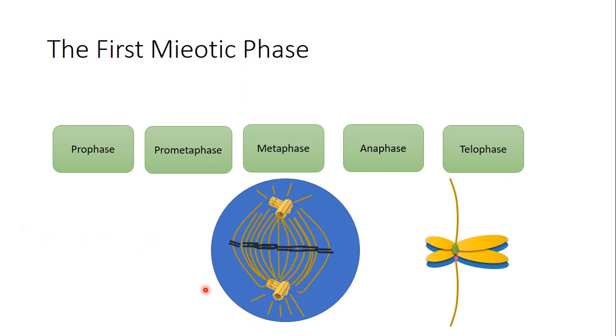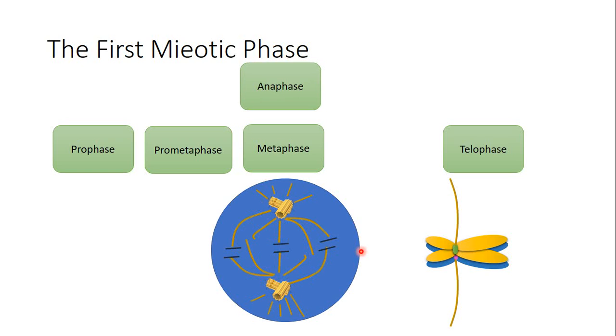Then because of these centrosome pulling forces, the metaphase plate forms in the middle. And then because of these pulling forces, in the anaphase, every pair of chromosomes will start to be separated.